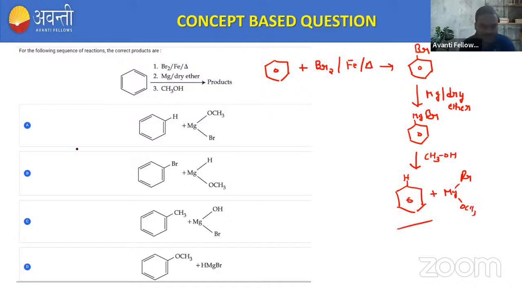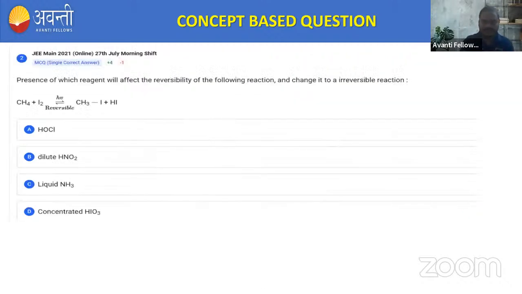So which of the following is correct? That is option A, that is benzene plus Mg(OCH3)Br. So this is a simple reaction from here to here, the Grignard reaction. Just remember one important reaction here: what happens when the Grignard reagent is treated with the alcohol, that is CH3OH. Whenever it is treated with CH3OH, we'll get the product like this, right? That is benzene plus MgBr(OCH3).